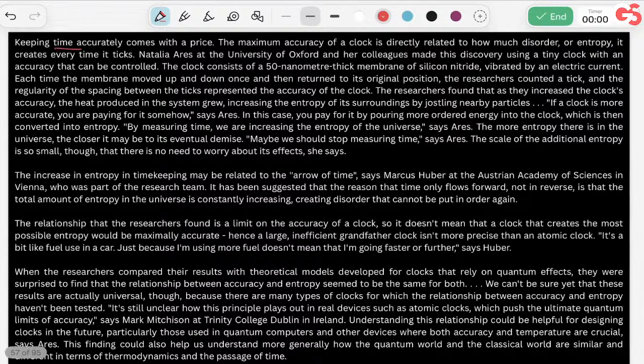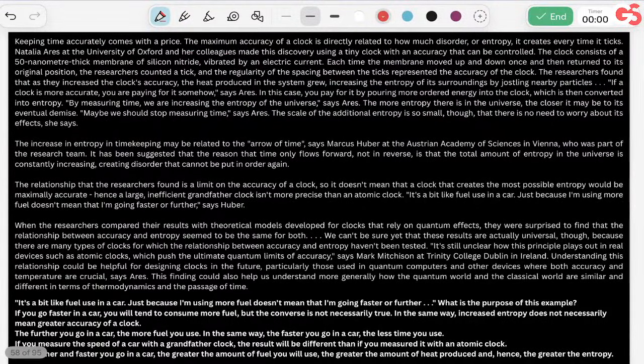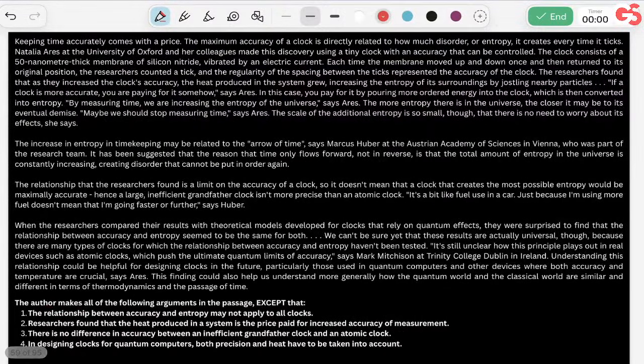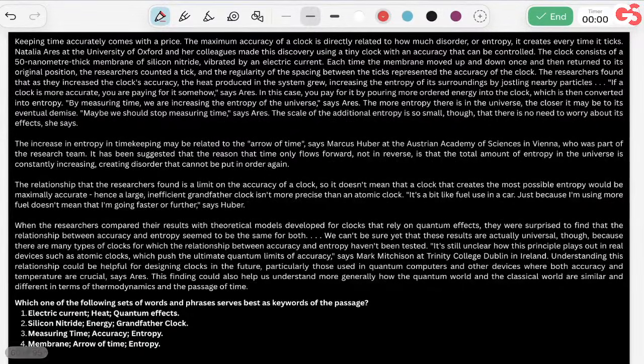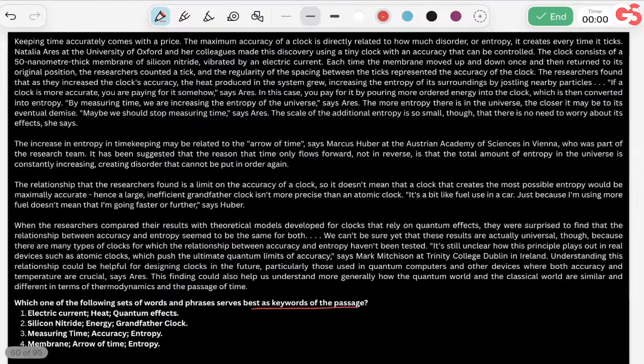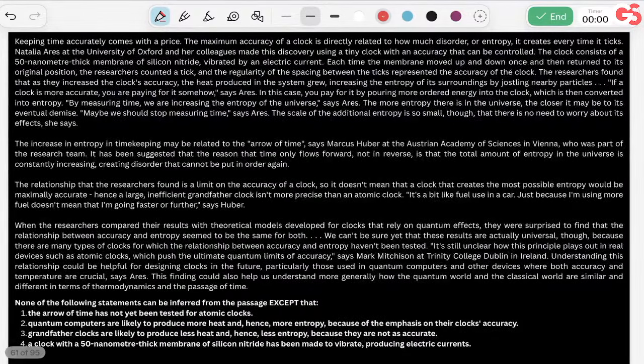Keeping time accurately comes with a price. The maximum accuracy of a clock is directly related to how much disorder or entropy it creates every time it ticks. Now, I don't know if this is important, so let's read the questions. Purpose of this example, we'll read the example, get to know. Author makes all of the following arguments in the passage except that. Okay, we'll read the passage, get to know. Which one of the following sets of words or phrases serve best as keywords of the passage? We'll read the passage, get to know. Don't know, need to read the options. None of the following statements can be inferred from the passage except that.